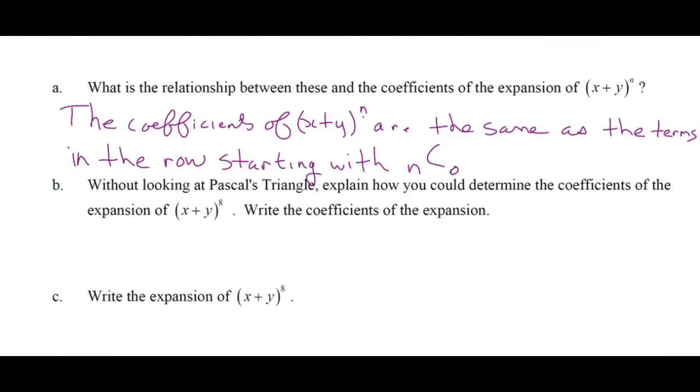Without looking at Pascal's triangle, explain how you could determine the coefficients of the expansion of x plus y to the 8th. So what are they? They're the terms of the row that starts with what? 8 choose 0. So they are the terms of the row that starts with 8 choose 0.